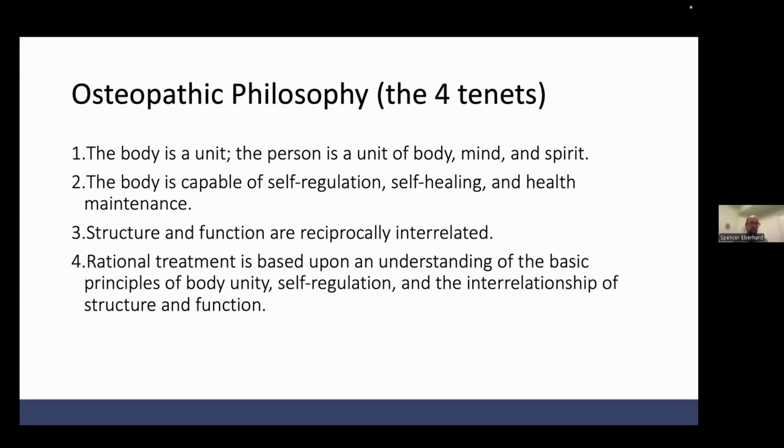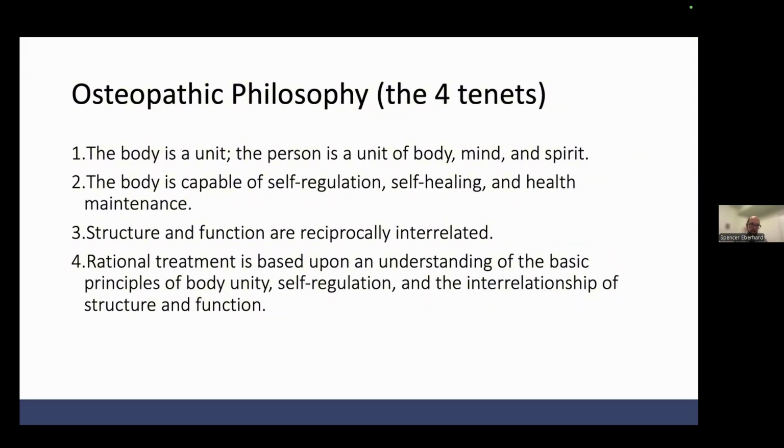The second tenet and principle is the body is capable of self-regulation, self-healing, and health maintenance. And that's really important. What I like to focus on a lot in osteopathic manipulative treatment is allowing the body to self-heal. And that's very important.